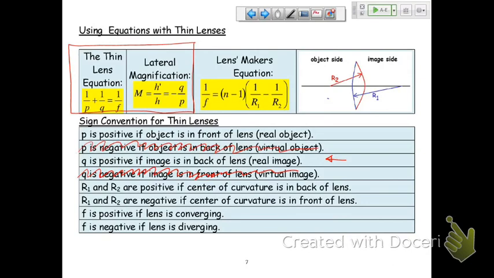And then R1, don't worry about that. We'll get back to that. And then F is positive for a converging lens. Again, we did the converging before we did the diverging, so remember the order we did it in, or learn it one way. So it's basically the same, apart from the fact that the signs have switched for the image.